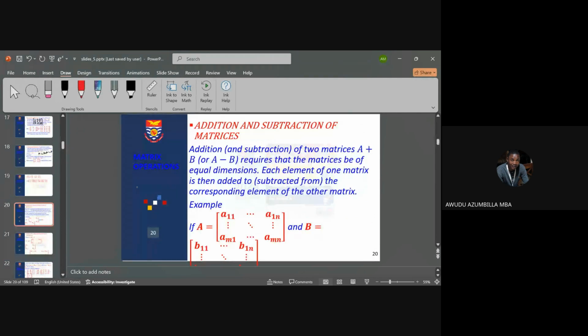Now let's move on to addition and subtraction of matrices. This is not difficult, just a simple requirement. The requirement is that the matrices must be of equal dimension. For you to be able to add or subtract, the matrices must be of equal dimensions. Each element of one matrix is added to or subtracted from the corresponding element of the other matrix.